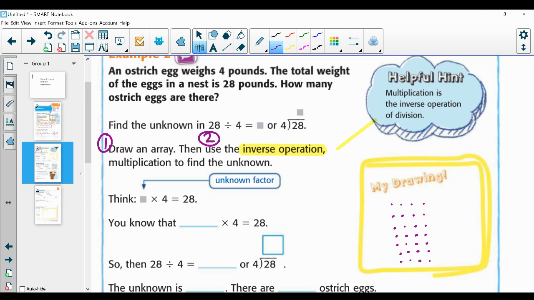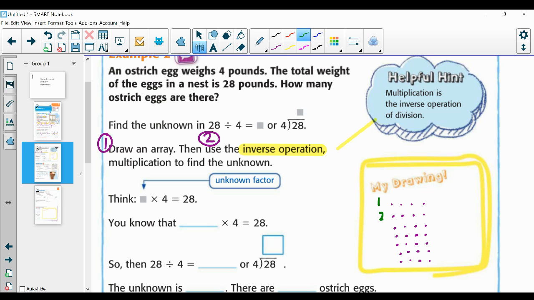Okay, so now I definitely don't know how many rows I have, but I do know I have 28 pounds, and there's 4 pounds for each egg. Each row represents an egg. So 4 in each row, total of 28. So now I'm going to count them.